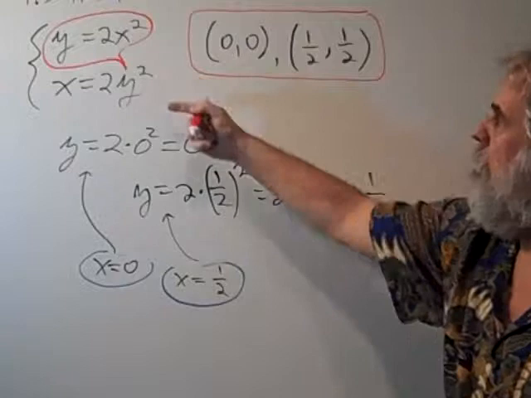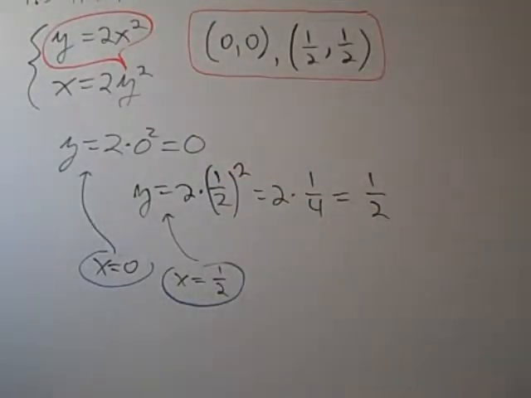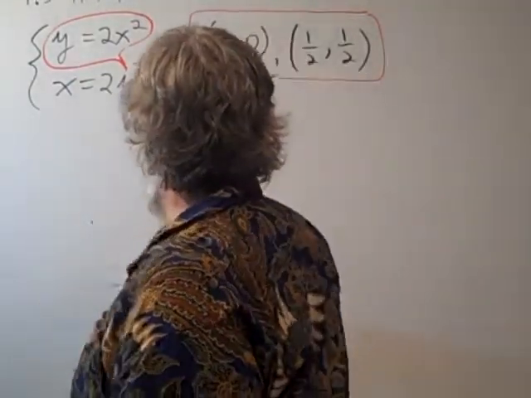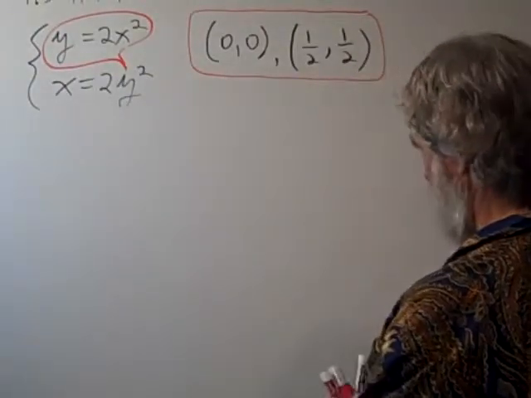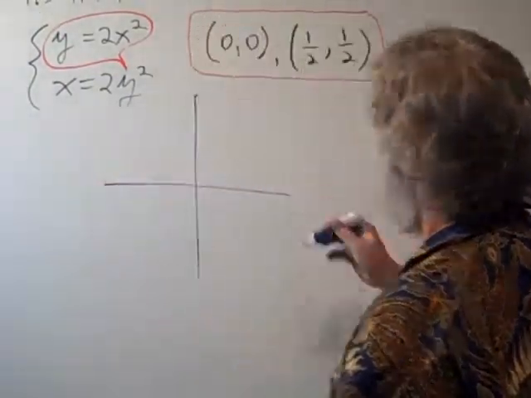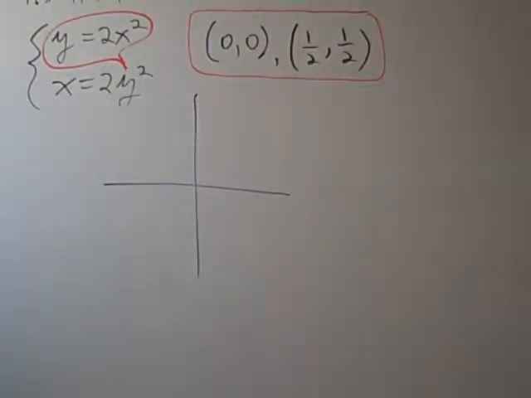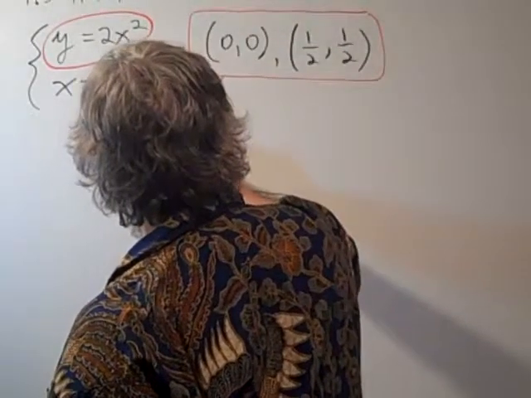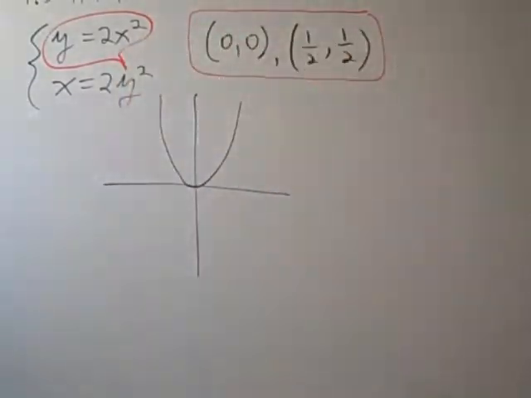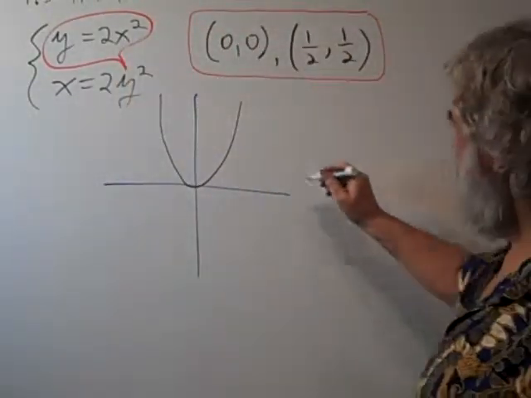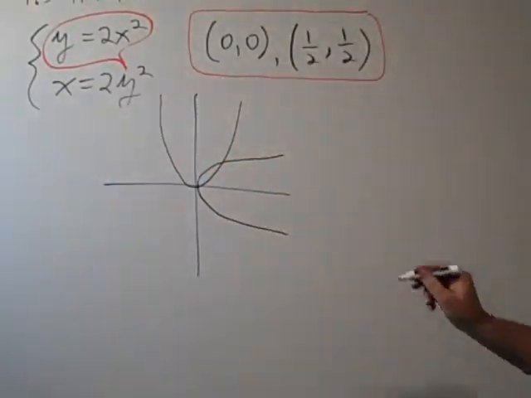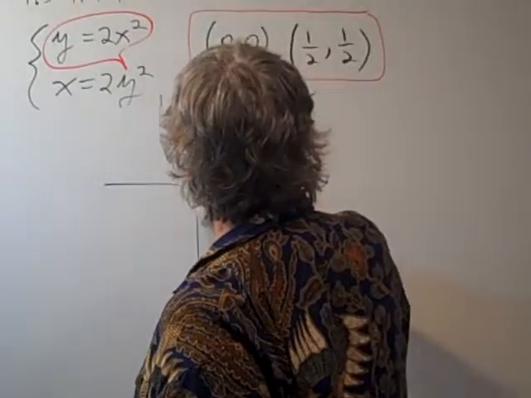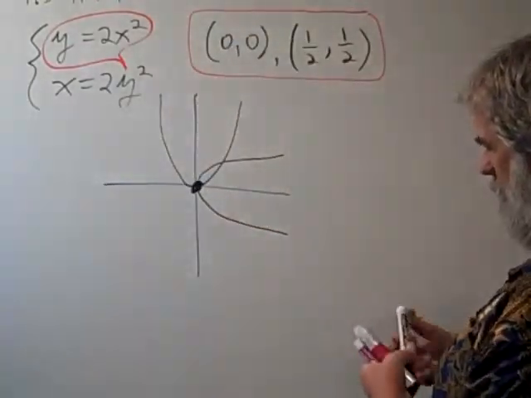of our two parabolas. Let's look at the graphs of these two, at least approximations to the graphs. Y equals 2x squared is a parabola that goes through the origin and opens upwards. X equals 2y squared is a parabola that opens to the right and also goes through the origin. So the 2 points of intersection that we found are the origin, the point 0, 0.